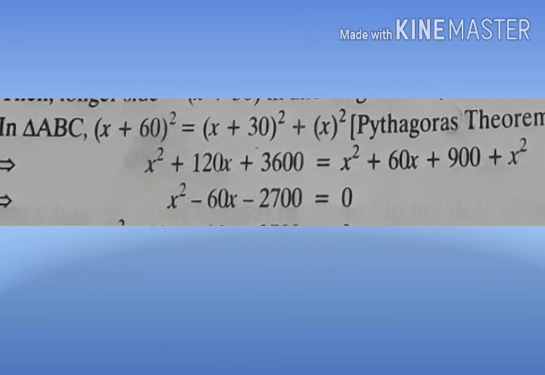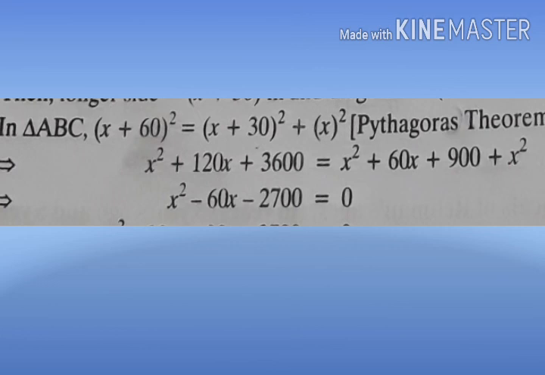Then we can expand the brackets. On LHS, (x plus 60) whole square is there. We can expand it by using (a plus b) whole square. What is in the place of a here? x. What is in the place of b? 60. So what we will get? x square plus 2 into 60 into x, that will be 120x, then 60 square, that is equal to 3600.